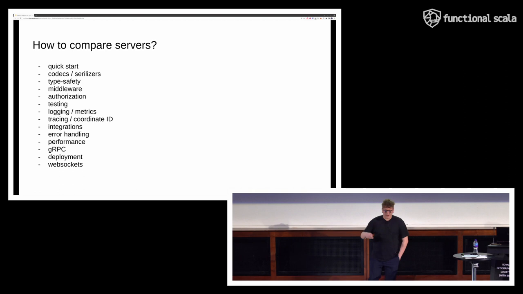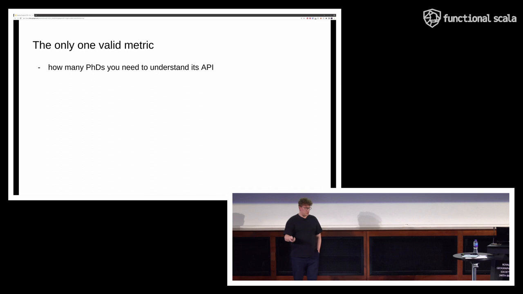and all the stuff. As soon as I realized how many different things we can have when we want to compare servers, and how many different use cases we should support, I realized that there is only one valid metric. How many PhDs do I need to expose some simple stuff, supported by working out of the box things like authorization, serialization of the entity I have, and maybe some tokens flying here and there.